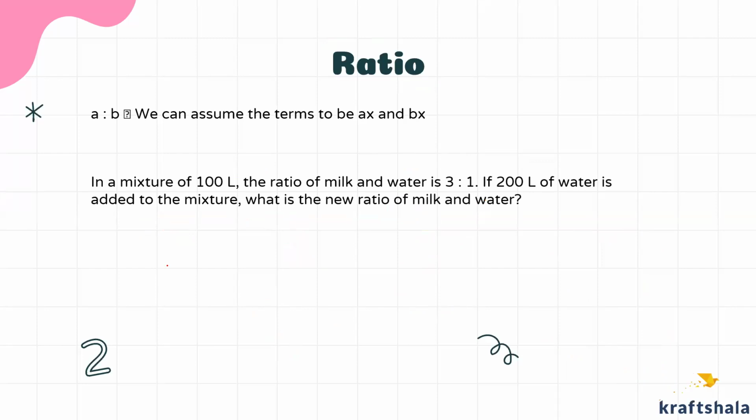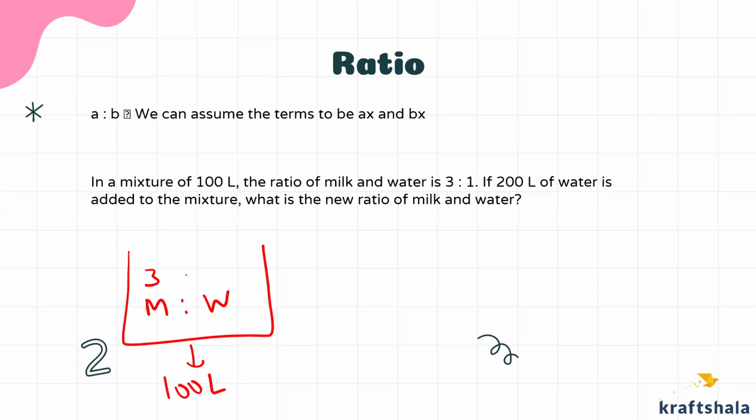Okay, so whatever we know, we just will be representing it mathematically. So there is a mixture of 100 liter and the ratio of milk and water is 3:1. So first let's find out the exact values of milk and water. So देखो milk को I can write 3x and water को I can write x by using this. So 3x and x is total 4x. And this 4x corresponds to 100 liter. That is what the question is telling me. Clear? So 4x is 100 liter.